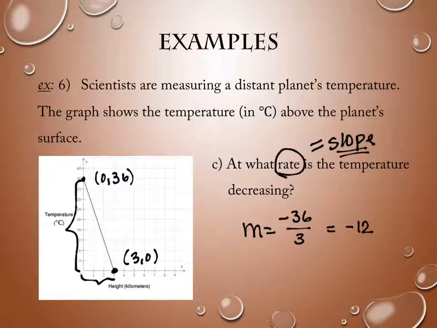-12. Everybody good? -12. But this has context, right? It's -12 what? Well, let's go back and look. What was 36 representing? It's the temperature. It's the degrees Celsius. What was the 3 representing? The height in kilometers, right? So this would be degrees Celsius per kilometer. What that's saying is that for every kilometer in height you go up, you're going to decrease your temperature by another 12 degrees Celsius.